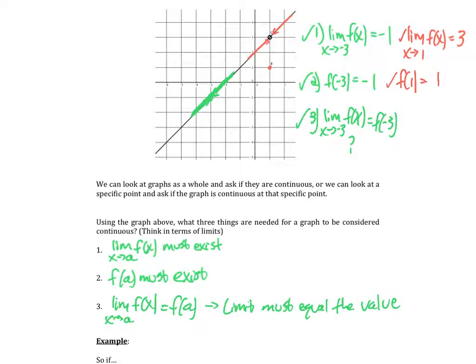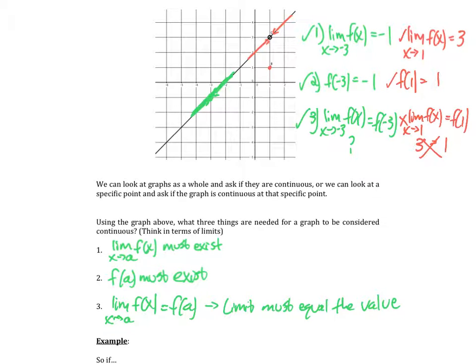However, if we look at the other point, the x value of 1, I would ask you, does the limit as x approaches 1 of the function equal f of 1? Well, the limit is 3, yet the value is 1. That is clearly not true. Because in this case the limit as x approaches 1 does not equal the value at 1, we would say the graph is not continuous.